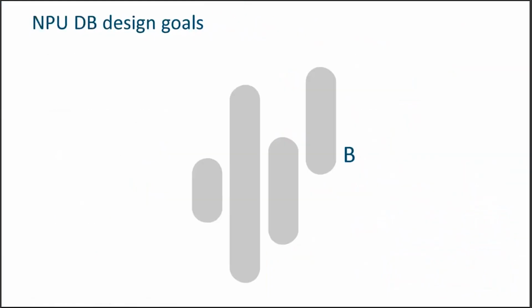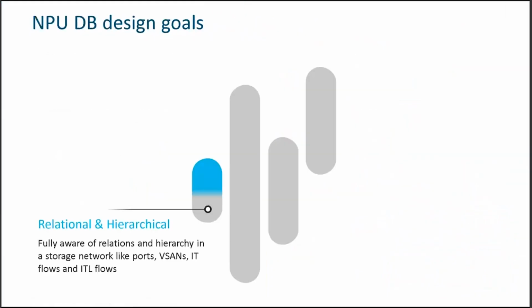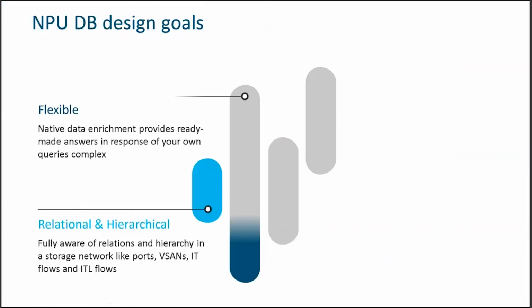Okay, so with that, let's go into NPU-DB design. What are the design goals of it? It's hierarchical and it has relationships. Why? Because our networks are hierarchical and they have relationships within them. That's number two: it's totally flexible.